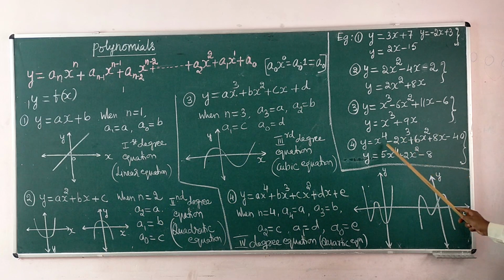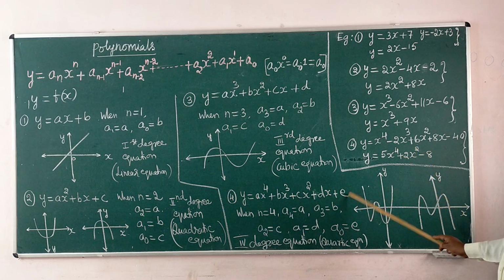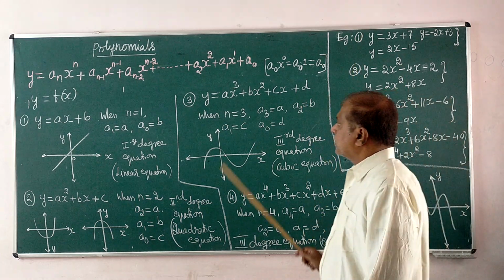Examples of fourth degree equations: x to the power of 4, A is 1, B is minus 2, C is 6, D is 8, and E is minus 40. One more fourth degree equation: 5 into x to the power of 4. A is 5, B is 0, no cubic term. And x square, C is plus 2. D is 0, no x term. E is minus 8. So these are examples of different polynomials.